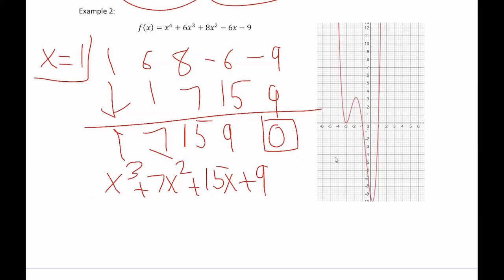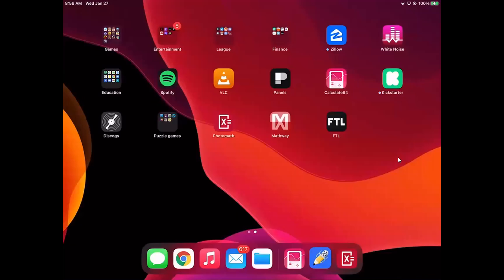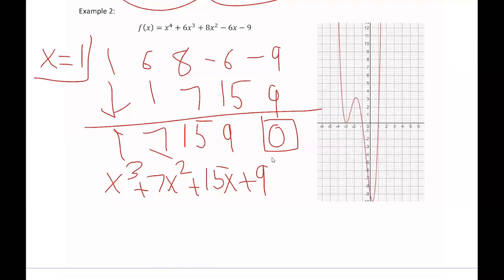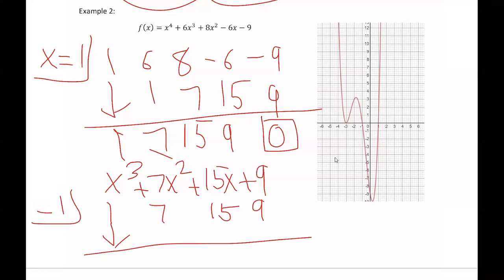So we need to pull one more solution from our graph. If you recall, -1 was also a solution, and -3 was also a solution. So I'm going to do -1. So we're going to do synthetic division with what I have. And we're going to write the coefficients of what I just got. We're going to bring this down. Multiply this out.